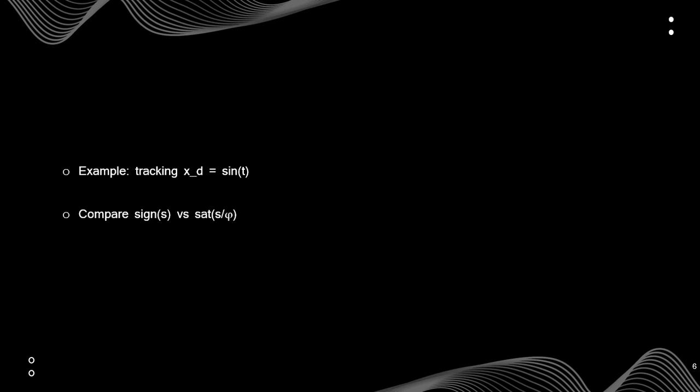Let's see this in MATLAB. We'll compare the standard sign-based SMC with the smooth boundary layer version.